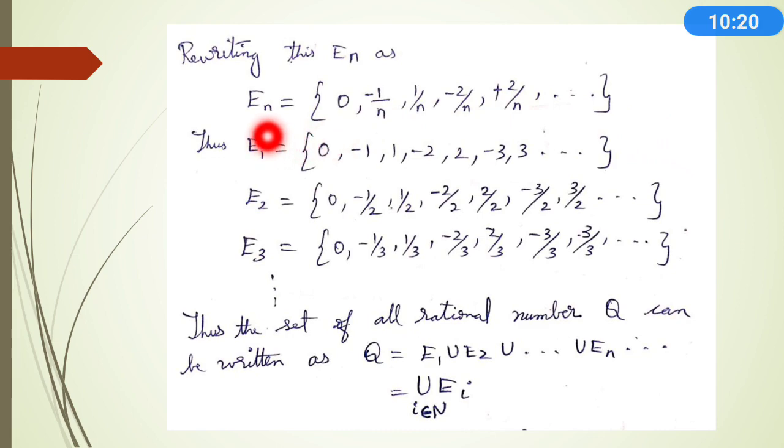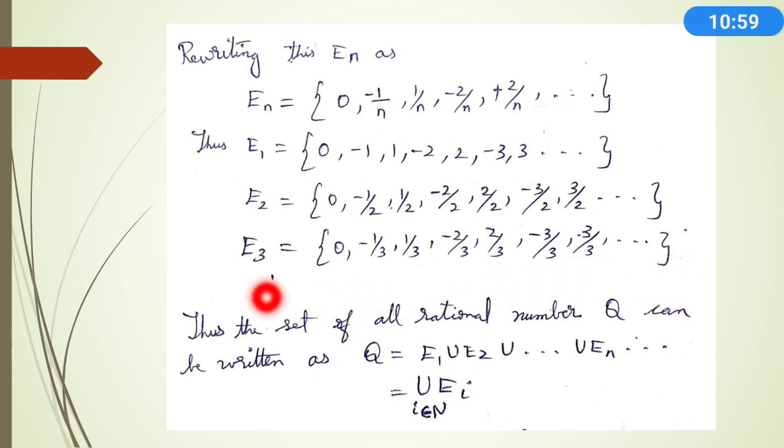Okay. When I put n equal to 1, I will get the values 0, minus 1 by 1 which is minus 1, 1 by 1 which is 1, minus 2 by 1 which is minus 2, 2 by 1 which is 2. It will go like this. If I put n equal to 2, I will get 0, minus 1 by 2, plus 1 by 2, minus 2 by 2, 2 by 2, and it will go on. And if I put n equal to 3, I will get 0, minus 1 by 3, 1 by 3, minus 2 by 3, 2 by 3, minus 3 by 3, 3 by 3, and it will go on.